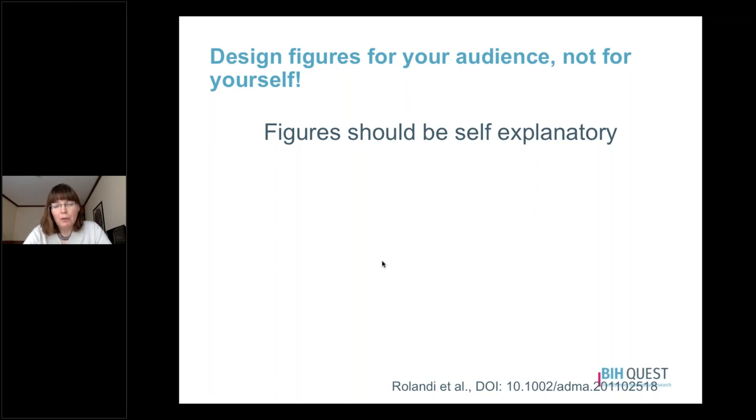And so the more context that the reader needs to understand that figure, the less accessible it is to someone who is using the figure as a way of assessing whether the paper is something that they would like to read further.